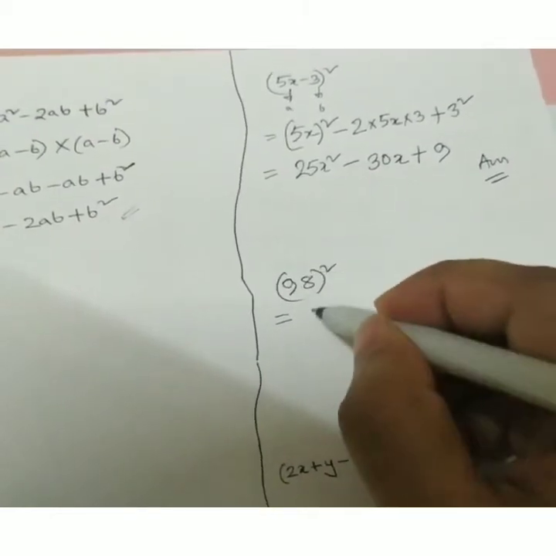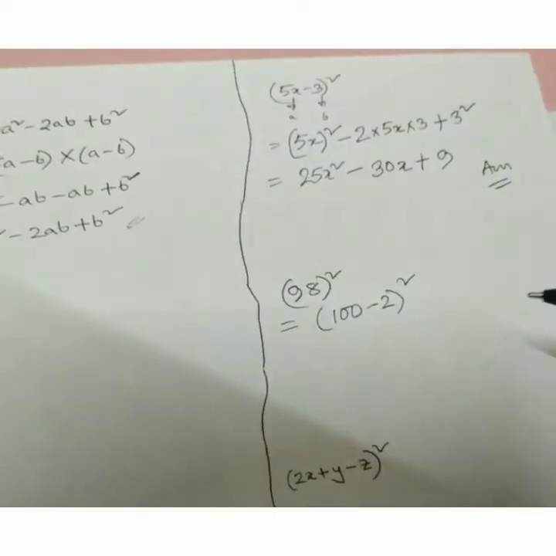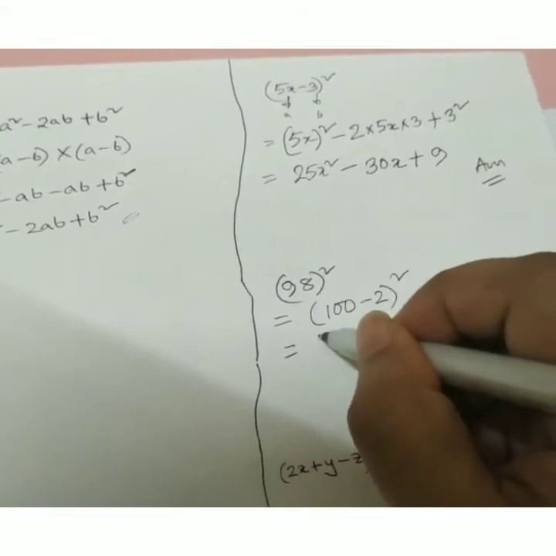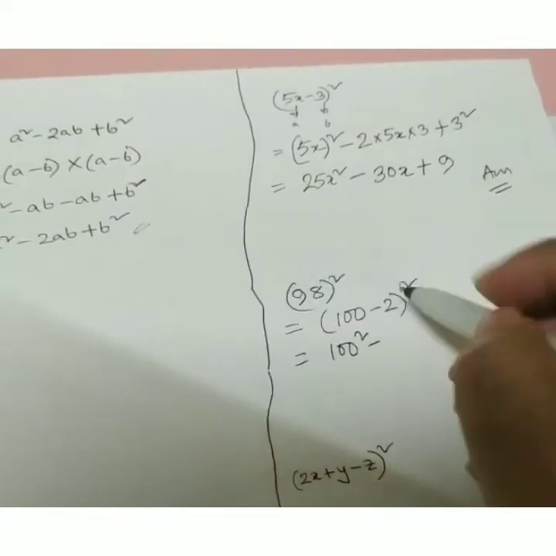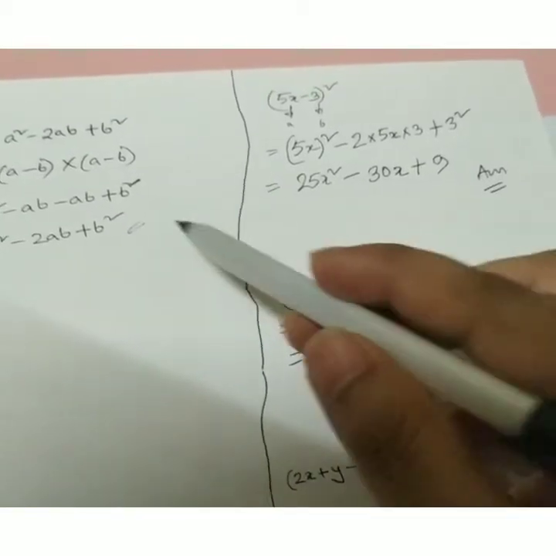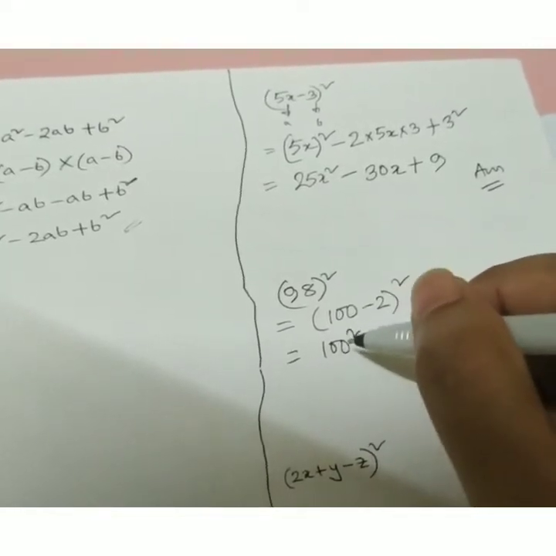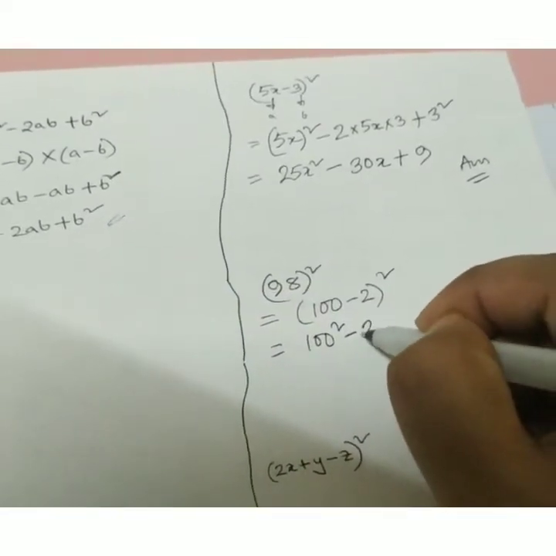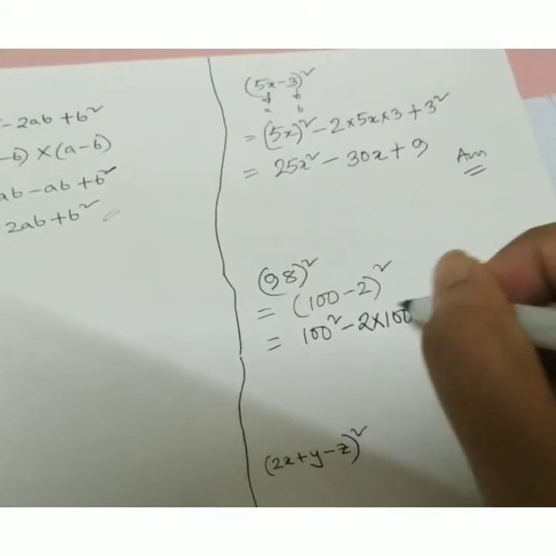Let's consider 98 to be what? 100 minus 2. Okay, so now I can compare it with this formula. So we can write 100 square minus 2ab, because 100 we can compare with a, and 2 we can compare with b. So 100 is actually my a over here, 100 square, minus, then the formula's 2, so we write 2 over here, into ab, so a is 100 over here and b is 2.